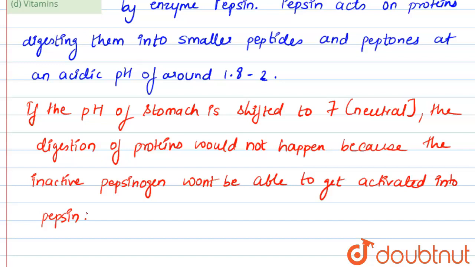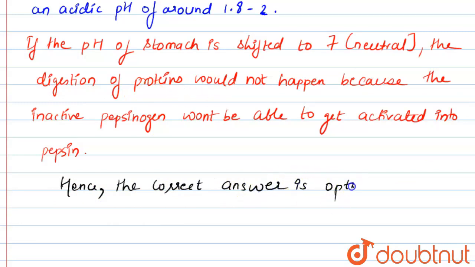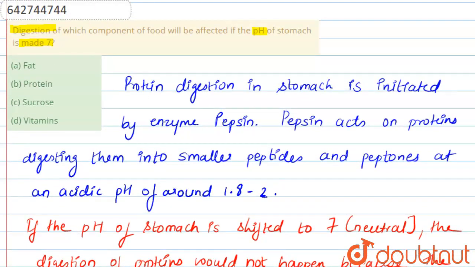The enzyme pepsinogen can get activated into pepsin only at a pH of 1.8 to 2. So if the pH is 7, the protein digestion would not happen because the enzyme would not be able to function properly at this high, neutral pH, because it is more prone to work at acidic pH. Alright, so let us write it over here. Hence, the correct answer is option B, proteins. The digestion of proteins would get affected if the pH of stomach is shifted to 7.